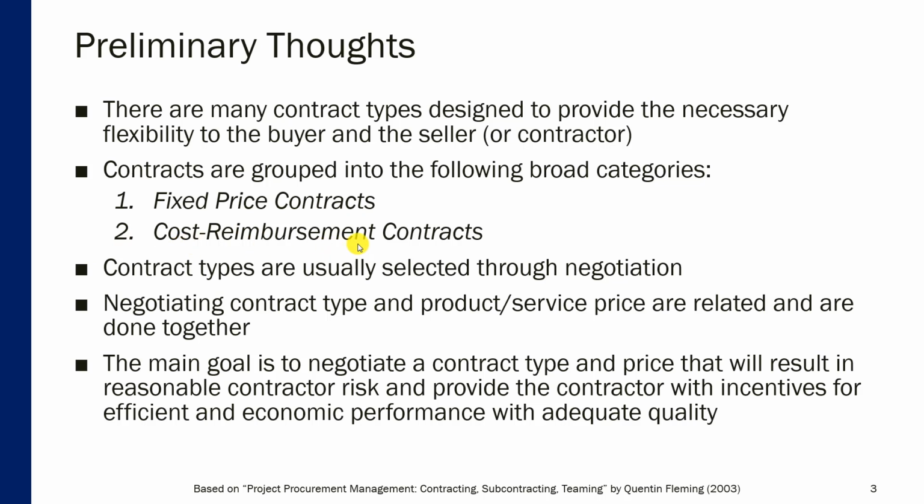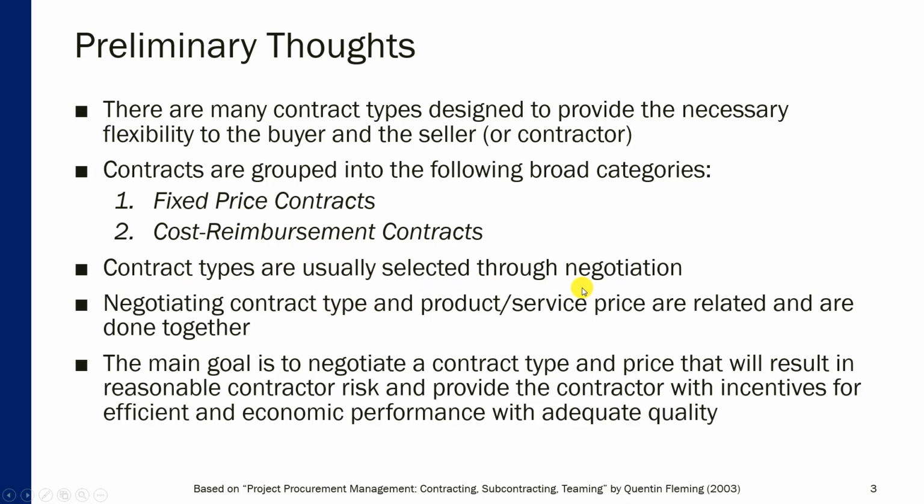They ask a particular seller to perform a particular service or deliver a particular asset or product, and then all the cost, or not all, most of the cost, or all of the allowed cost that the seller incurs while working on this product or service will be reimbursed by the buyer. So this is the second type.